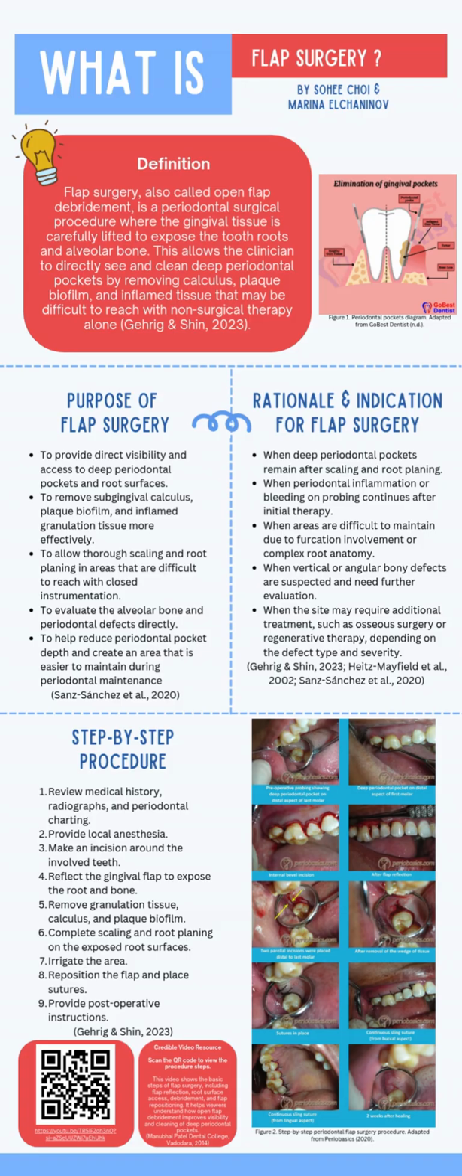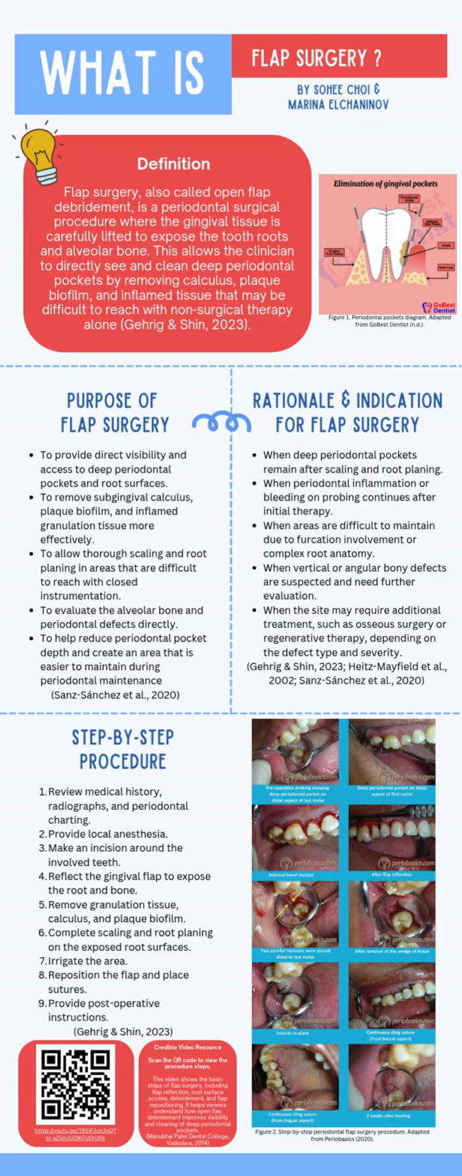Flap surgery is usually considered when scaling and root planing are not enough. It may be needed when the periodontal pockets remain bleeding on probing, or inflammation continues, or when the area is difficult to maintain due to furcation involvement or complex root anatomy. It may also be used when vertical bony defects need further evaluation or when additional treatments such as osseous surgery or regenerative therapy may be required.